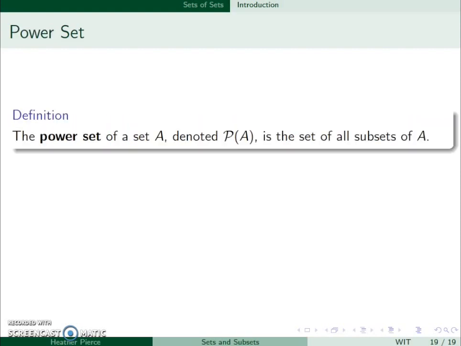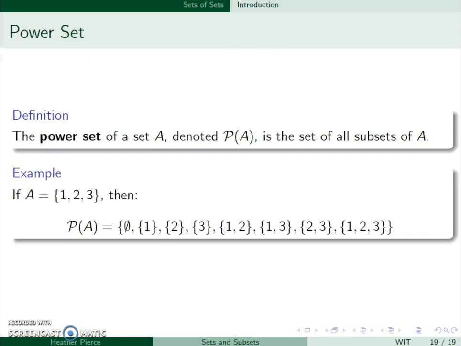And the power set of A is actually the set of all subsets. So for example, if A is equal to the set {1, 2, 3}, the power set would be all possible subsets. The empty set is a subset of any set, so it's included. We have what are called singleton sets, sets containing one element, so {1}, {2}, and {3}. We next look at sets containing two elements, so this would be the set {1, 2}, the set {1, 3}, and the set {2, 3}. And then finally, the set containing all three elements.